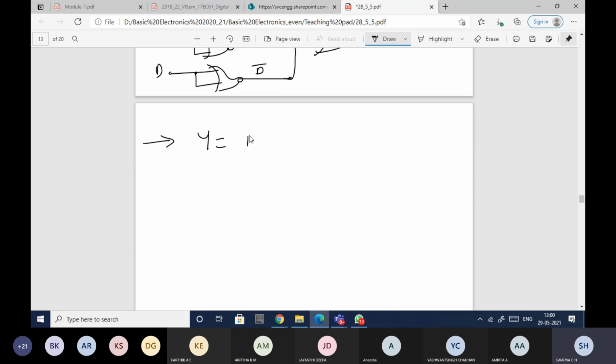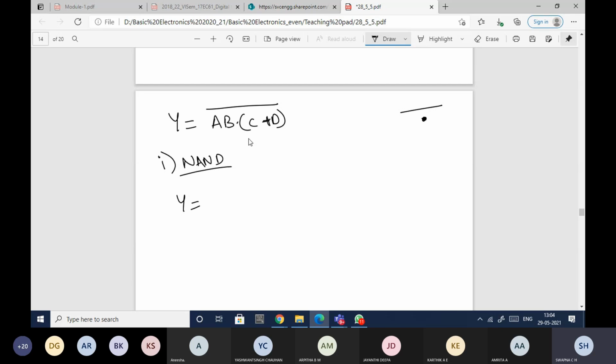Y is equal to AB into C plus D whole bar, using first one NAND, second one NOR. As it is given, I have one bar, so using that I'll expand it. So I can write this as AB bar dot, I'll keep that dot as it is, C plus D bar. Any doubts in this step?